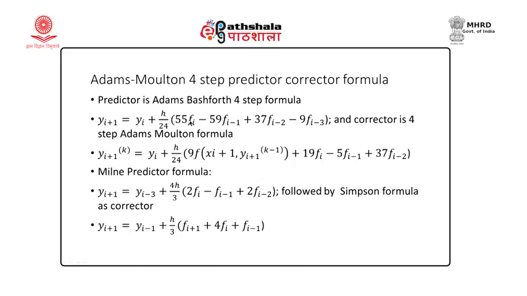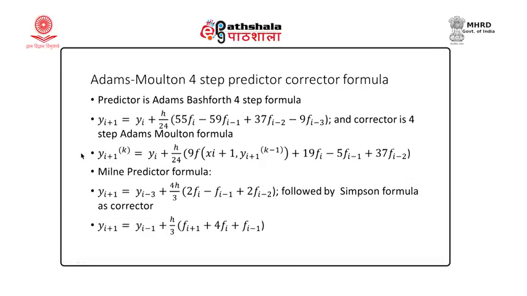So, the working will be: we have these 4 values, they would be used to get y i plus 1. Once we get y i plus 1, f i, f i minus 1, f i minus 2 are available. This y i plus 1, which I may call the 0th iteration predictor, will be substituted here with k equal to 1, the first step. So, you have y i plus 1 from the predictor formula, and this will be substituted to get the value of y i plus 1 from the corrector formula.